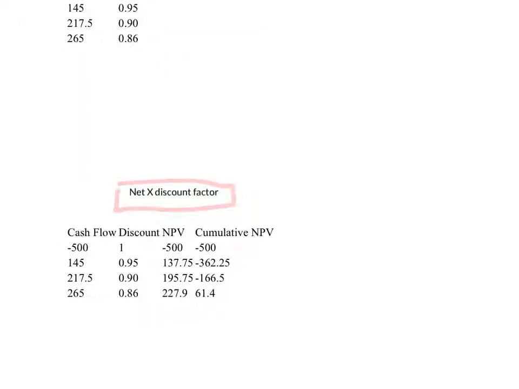So in year one, you should have got a net present value of 137.75. If you did 145 times 0.95, that should have been your answer. For year two, you should have got 195.75. So again, 217.5 times 0.90 should get you that. For the next year, you should have done 265 times 0.86, and you'll get 227.9.